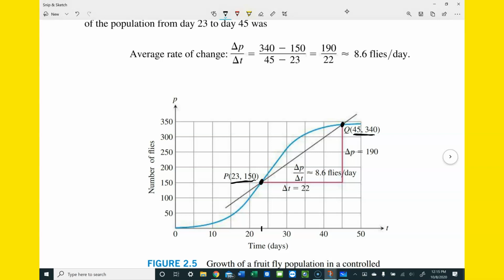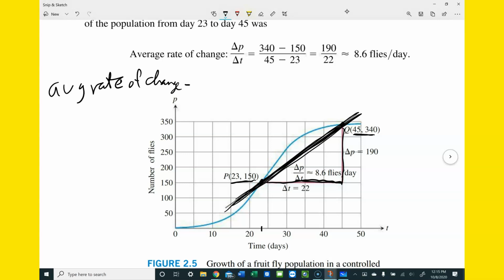And if we want to know the average rate of change, the average growth rate of the fruit fly population, this time it's not average speed, it's the average growth rate of the population of fruit flies between those 2 days. In other words, over that interval of time, all we need is the slope of the secant line. Remember, average rate of change is the slope of the secant line.